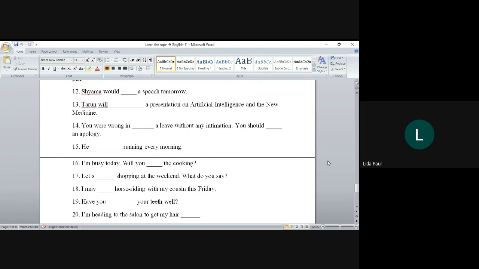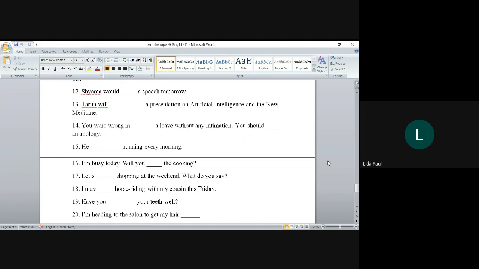19th, have you dashed your teeth well? What is it? What would you use here? This is an obvious activity, right? So do is the one that you use here. Have you done your teeth well?